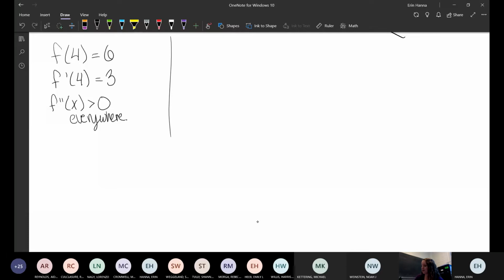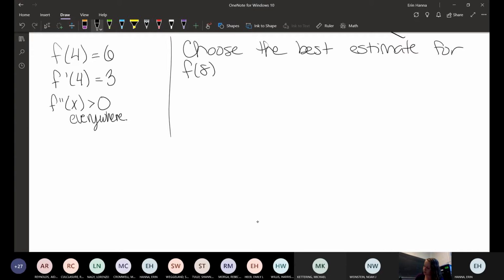Let's choose the best estimate for f of 8. And we'll do 18, 15, and 20.